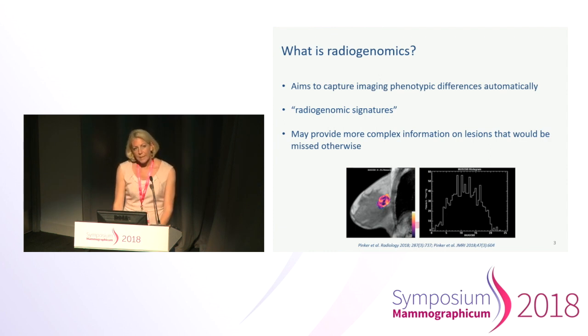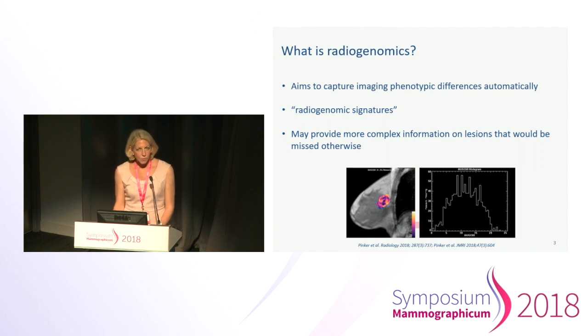So the aim is to capture standard descriptive and quantitative imaging phenotypic differences automatically using advanced bioinformatics techniques. And the aim is to determine specific radiogenomic signatures or imaging phenotypes or imaging traits that may in themselves be able to give information on long-term outcomes, so the likelihood of metastatic disease or recurrent disease.